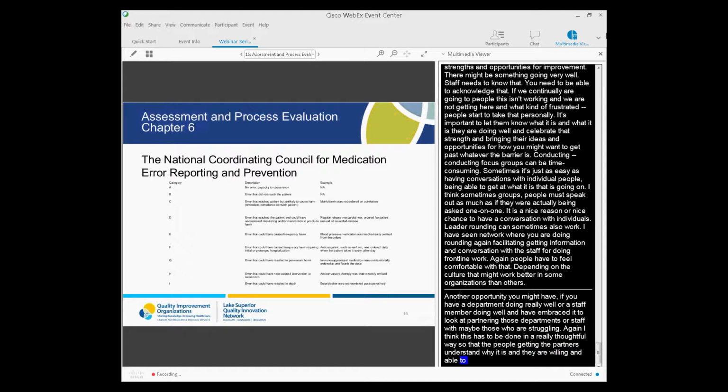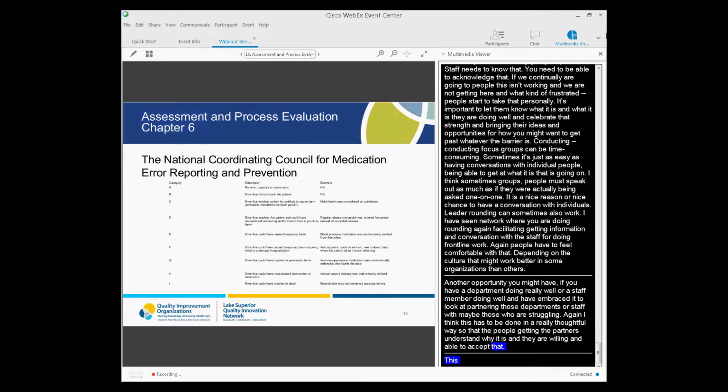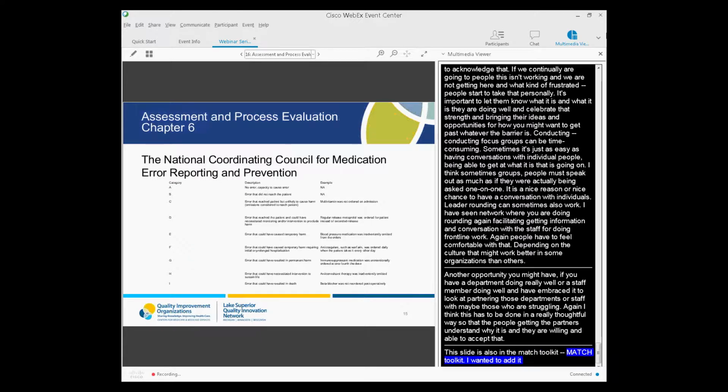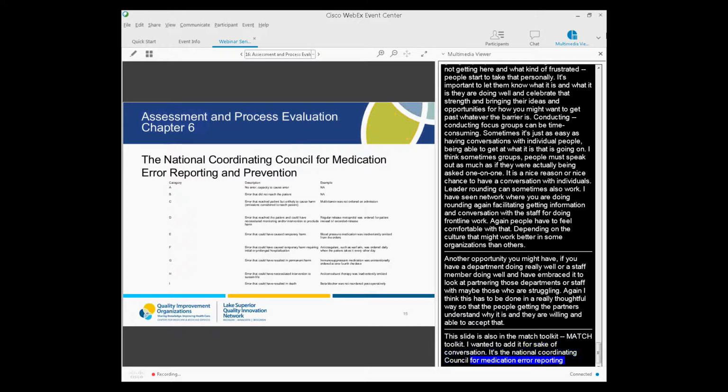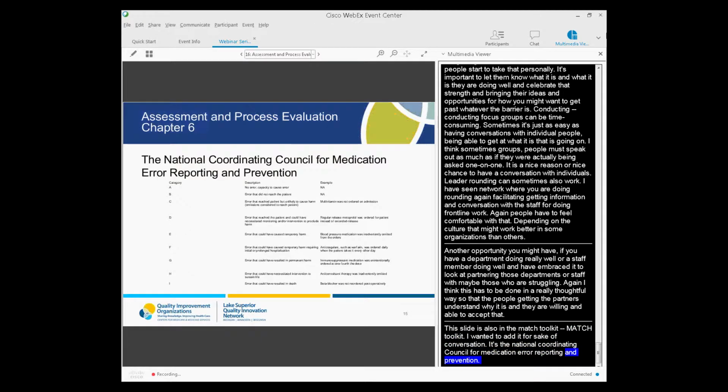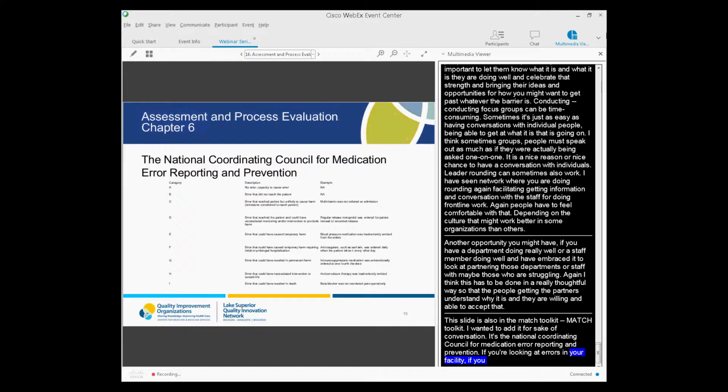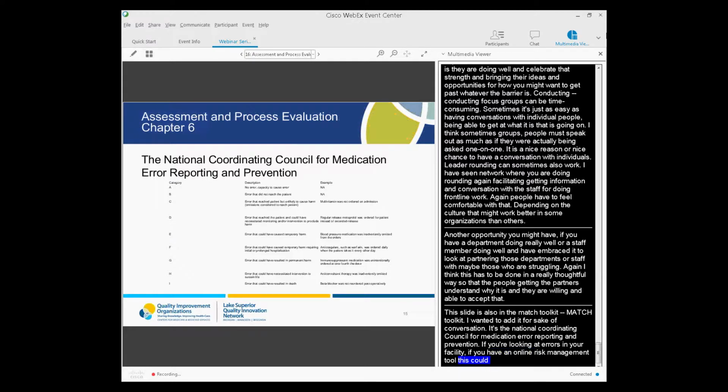This slide is also in the MATCH toolkit, and I just wanted to add it for the sake of conversation. So it's the National Coordinating Council for Medication Error Reporting and Prevention. And if you're looking at errors in your facility, if you have an online risk management tool, this could possibly be built into the system. It also might be built in if you're using a paper system.